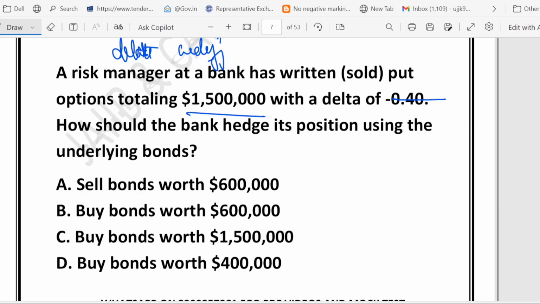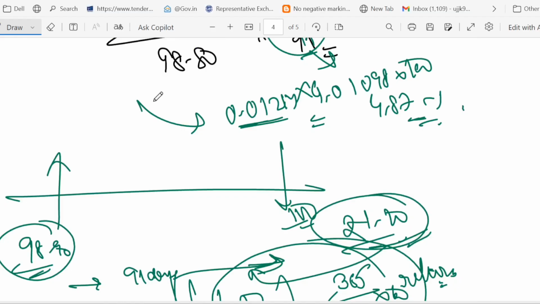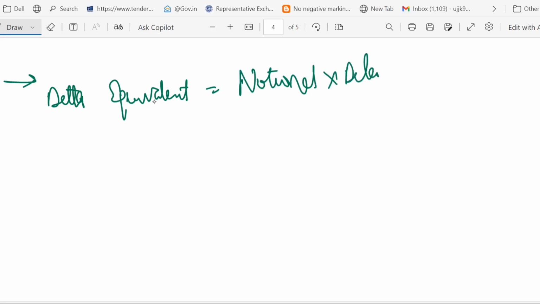They have given you four options. Now friends, what is the meaning of this delta? Delta tells you how much the option position changes for a small change in the underlying. What is the formula for delta? For the whole option position, the delta equivalent will be the notional amount multiplied by delta.